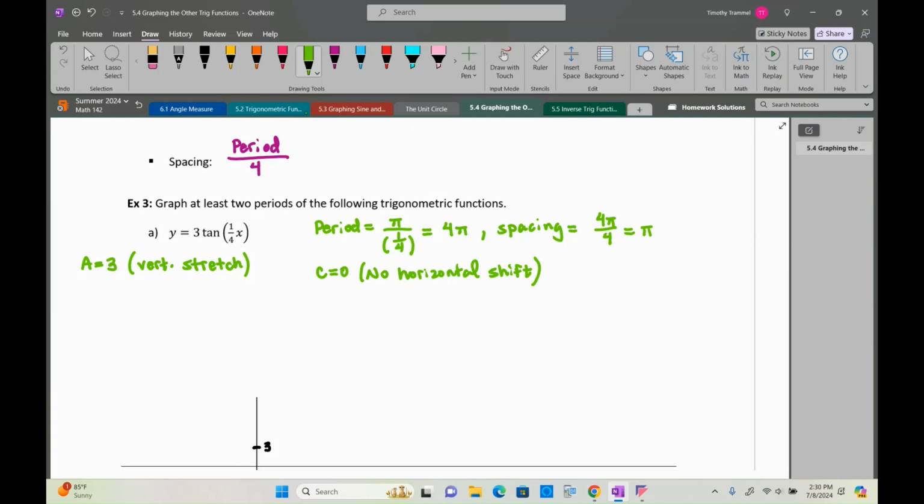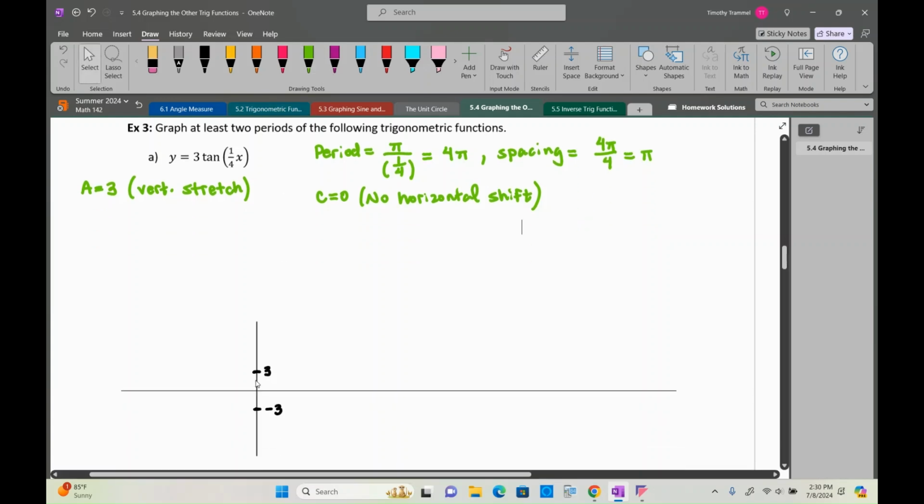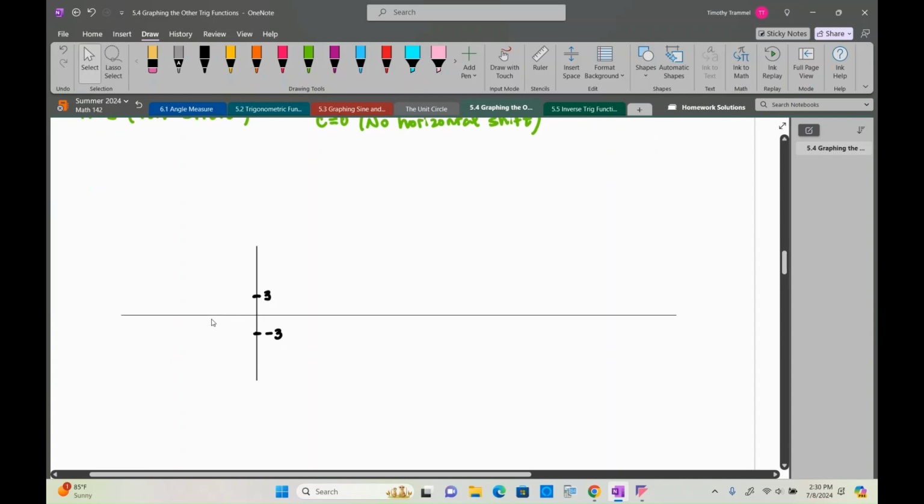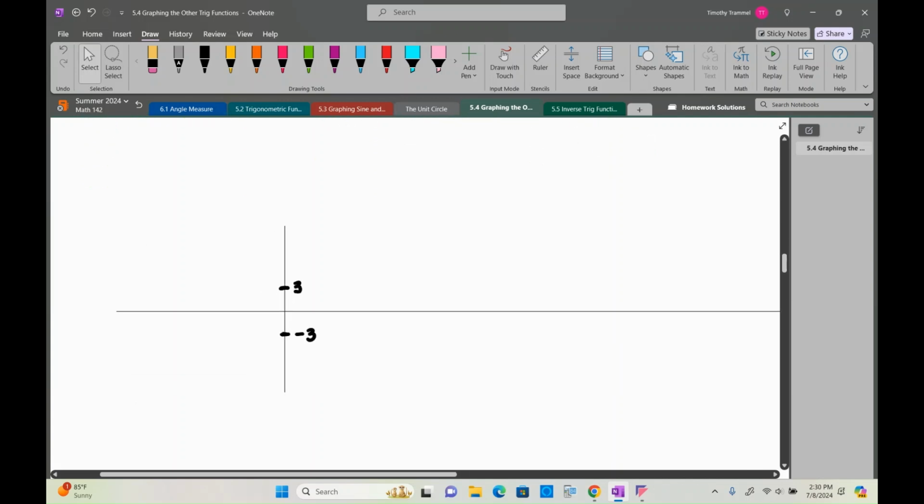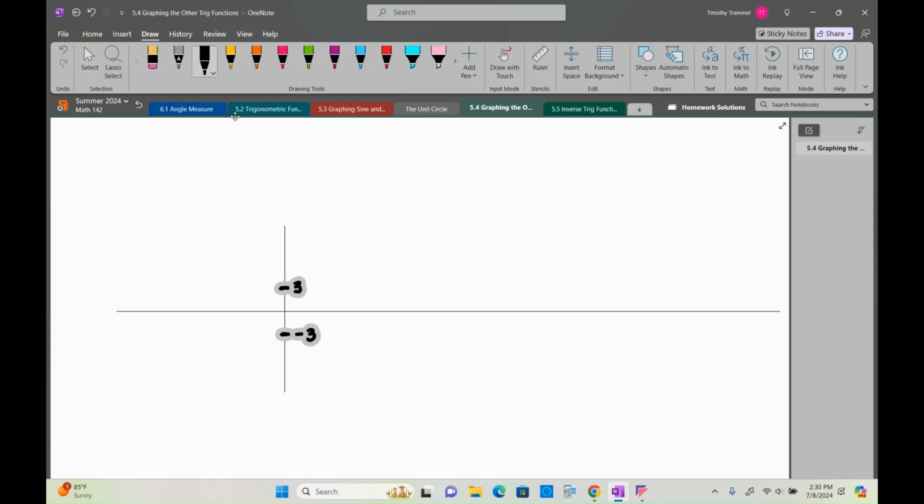So normally the first place I start is by putting a tick mark wherever the horizontal shift is. Since we don't have one, I'm not going to put a tick mark at the origin. There's already one kind of here in some sense. But I do want to add pi's to that and subtract pi's from that to get my remaining points on the x-axis here. So I'm going to, again, start counting by pi's.